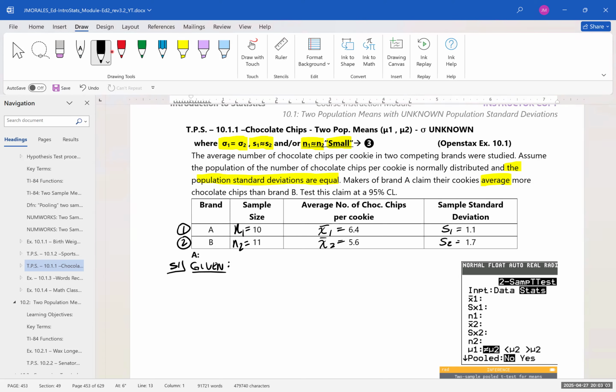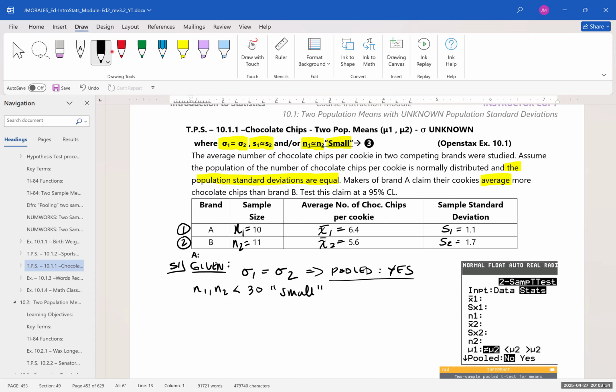So the population standard deviations are assumed to be equal. So that means that we are going to have a pooled standard deviation. So pooled is going to be yes. Both our sample sizes are less than 30, so they're considered to be small.